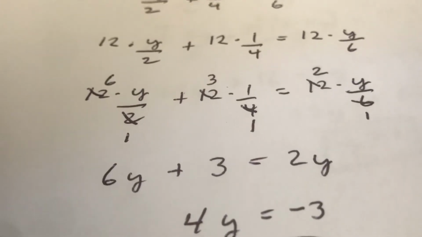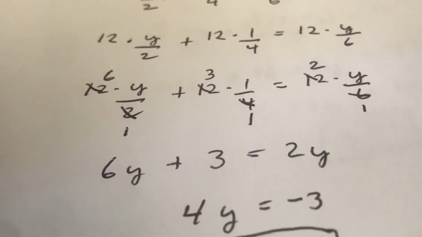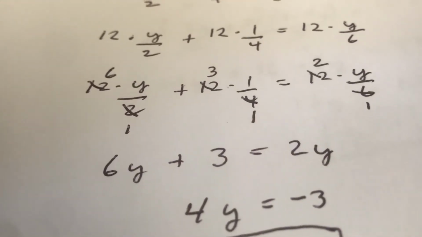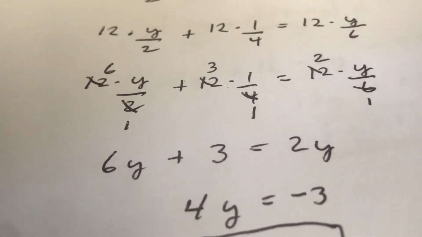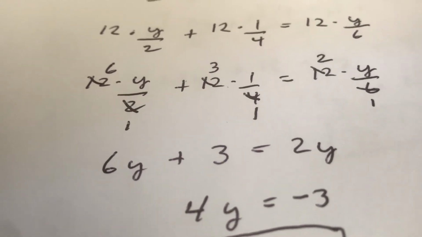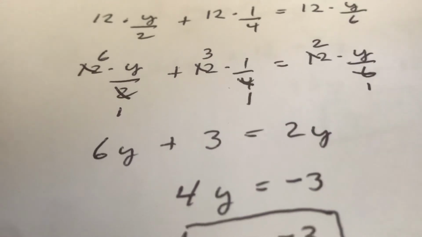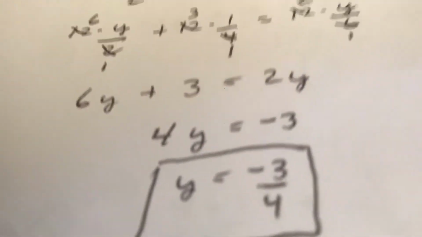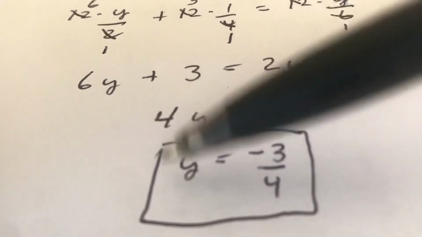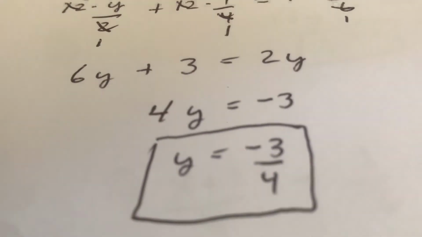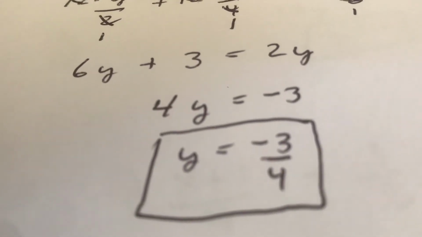Then I get the y's on one side by subtracting 2y from both sides. And then I subtract 3 from both sides. So I end up with 4y equals negative 3. I want to get y by itself, so I divide both sides by 4. When I divide this by 4, the 4 just disappears and y equals negative 3/4.